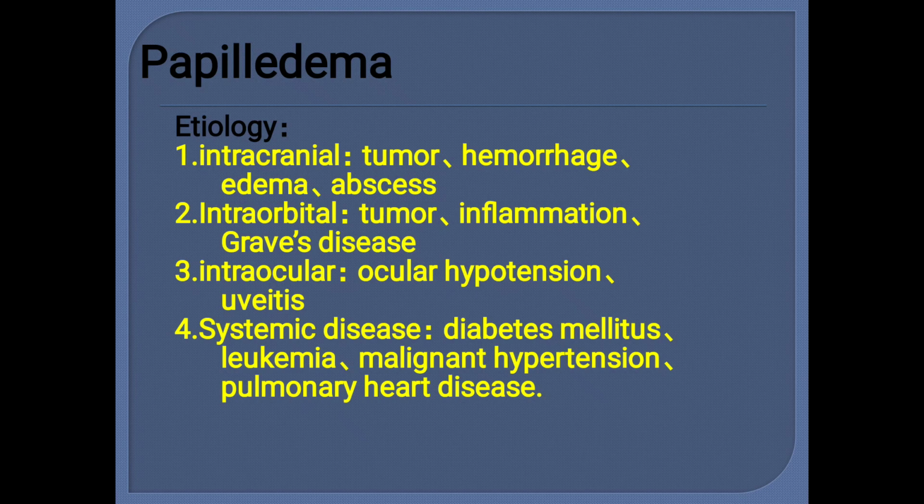So any space occupying lesion in the brain which compresses on the ventricles and causes raised intracranial pressure can cause papilledema. That is the most important cause, the intracranial cause. That is, there may be tumor, there may be hemorrhage, there may be edema, there may be abscess. Sometimes tumors inside the orbit or inflammation inside the orbit also can cause papilledema. And uveitis and ocular hypertension also can cause disc edema.